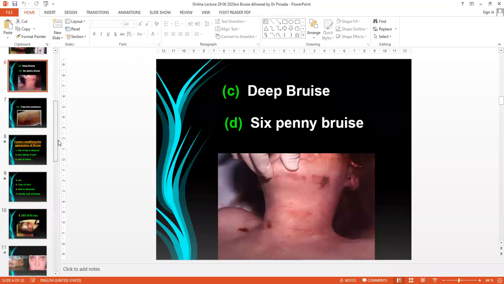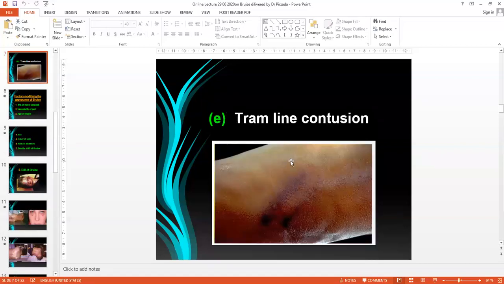Then the last category of bruise is the tram line contusion or tram track contusion. You see this picture, first of all, this is a multiple linear type of bruise. Again, another linear type of bruise. The name is tram line contusion or tram track. Just like a railroad where rails run on their tracks, here it has the same parallel pattern. These are two parallel patterns of the tram-like abrasion.